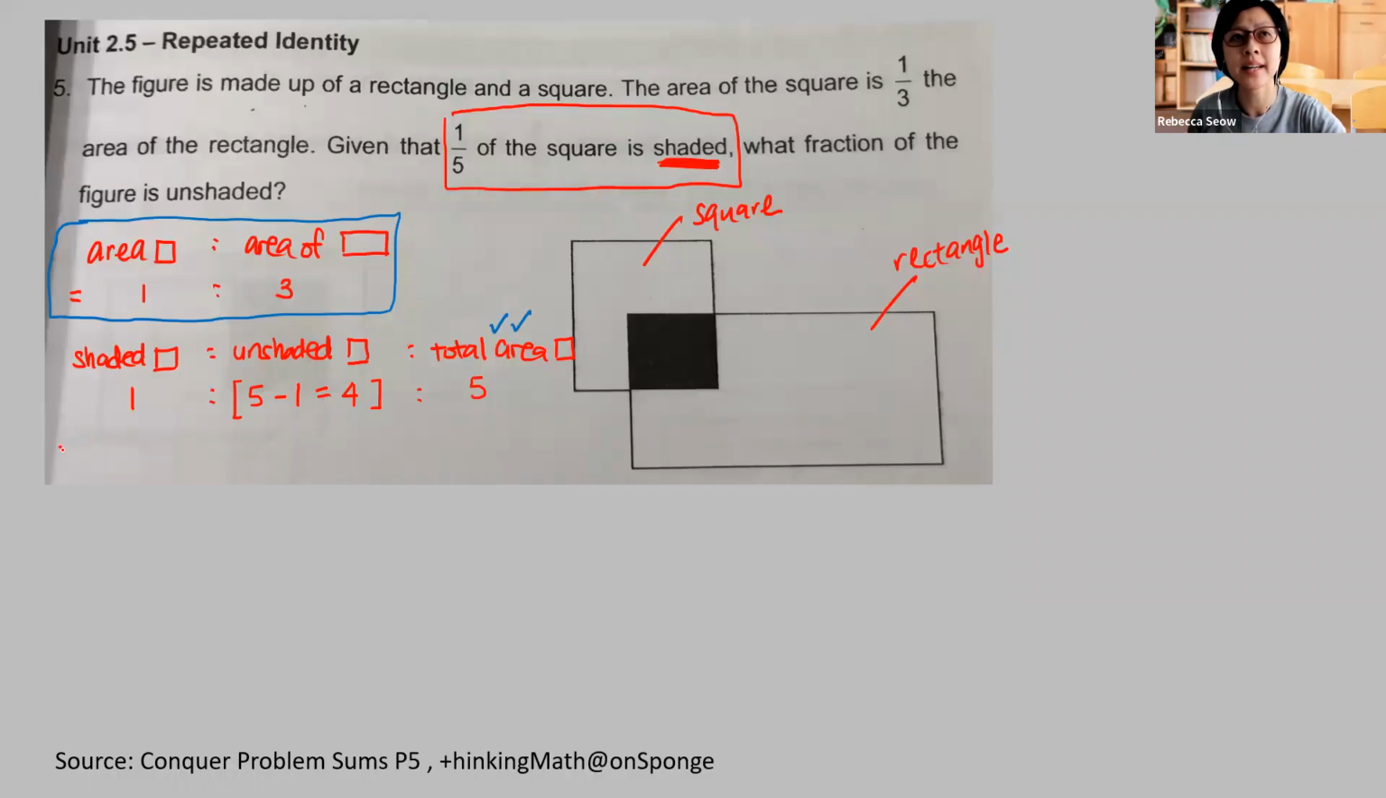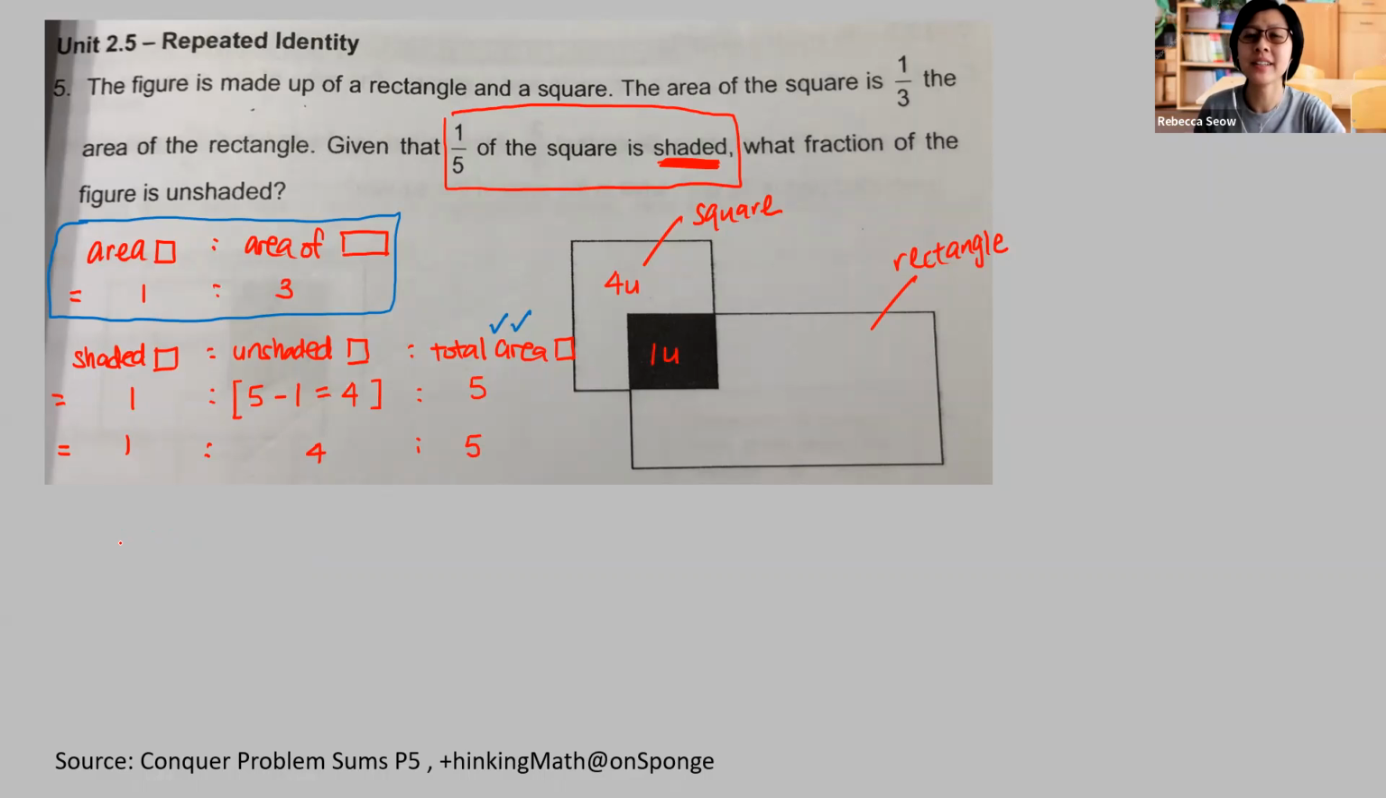Next, I tidy up what I have here. So I have 1, 4, 5. Okay, now in simple terms, out of the whole square, 5 units, this is 1 unit, this is 4 units, and both units make up to be 5. So far, so good? Okay.